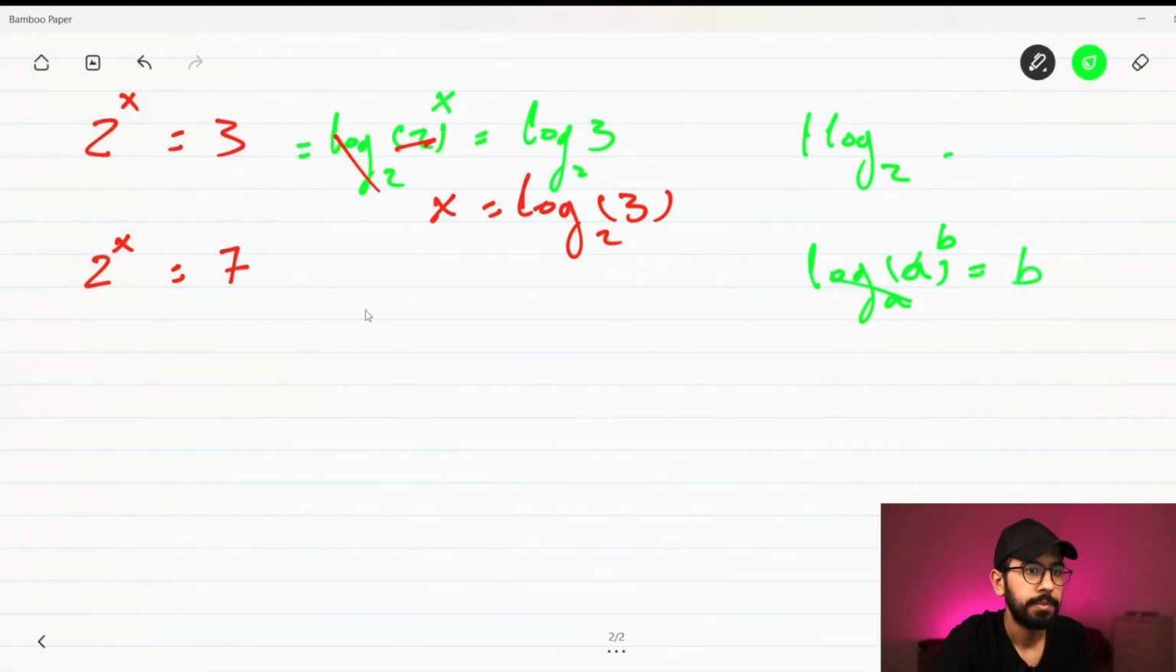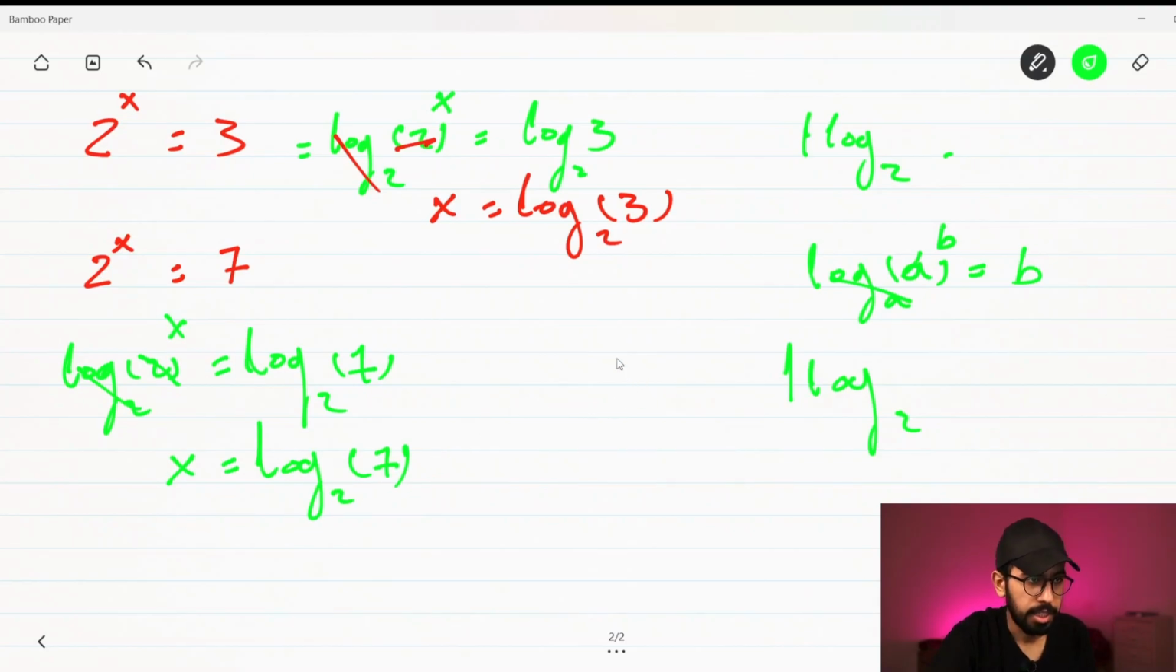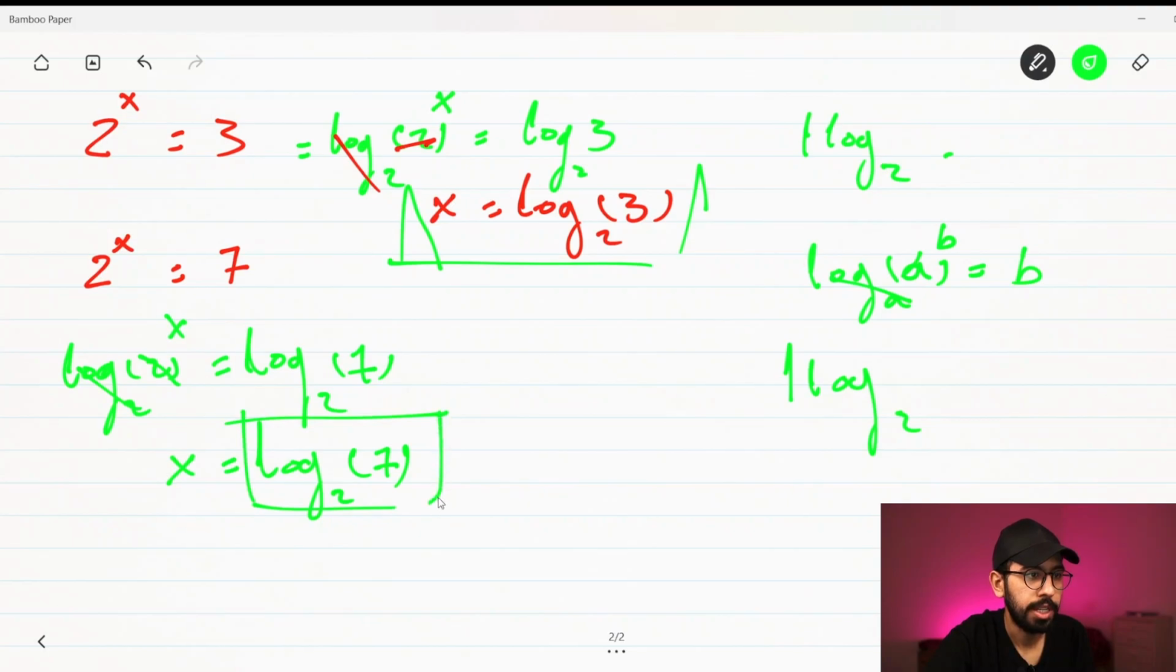Now let us do the other one. It is the same. We need to do it with log base 2. It will be log base 2 of 2 to the power of x equals log base 2 of 7. This 2 will cancel this 2, and we have just x equals log base 2 of 7. This is our result. This is our x1, and this here is our x2. You can use the calculator to see the exact results of them.